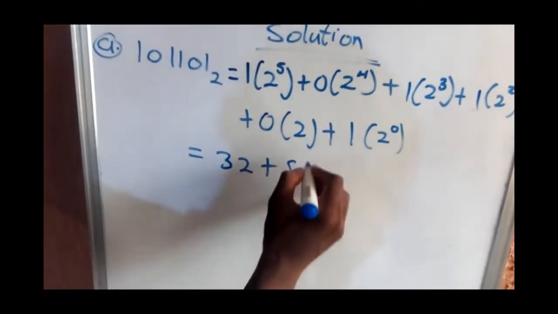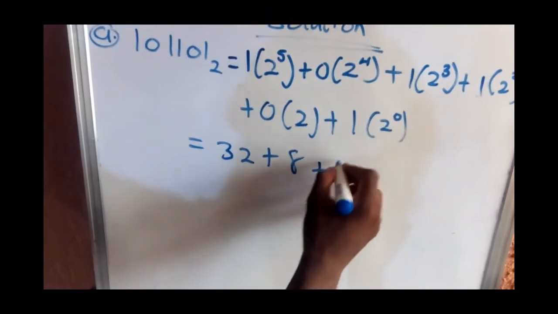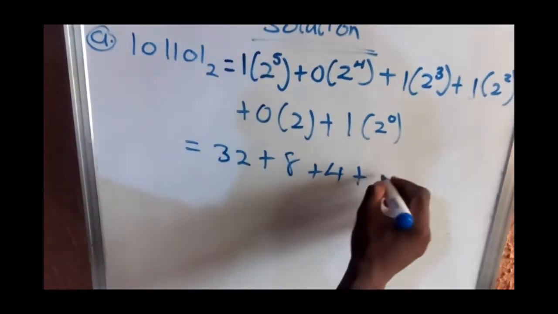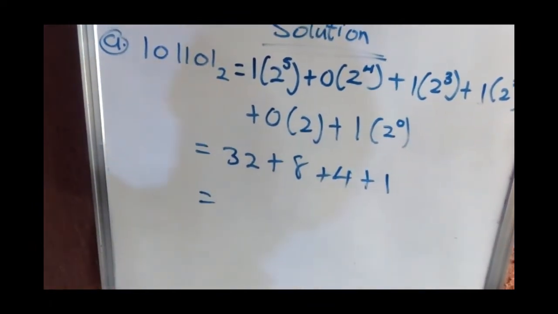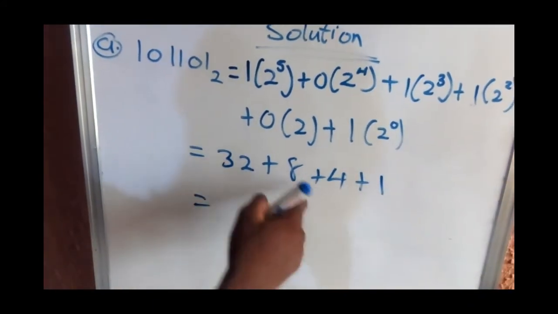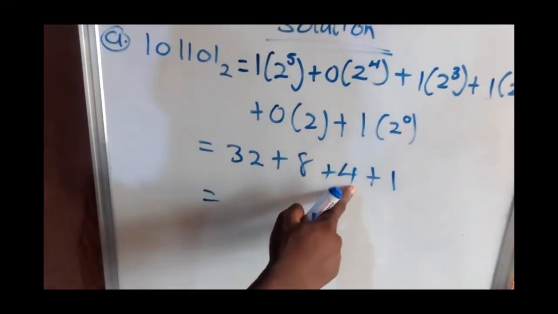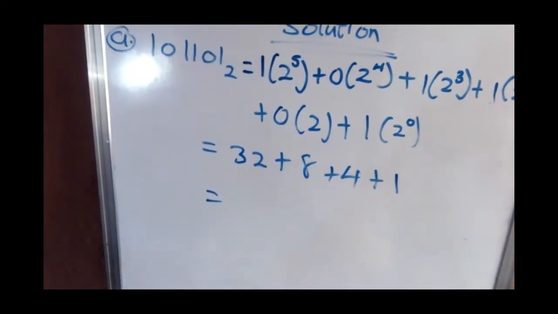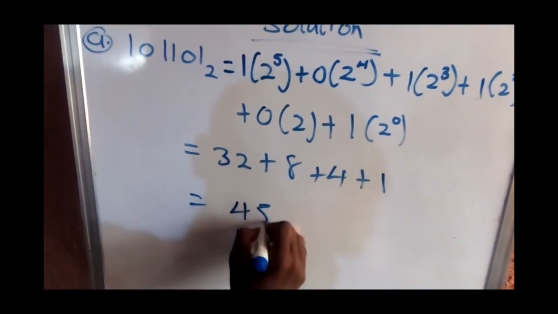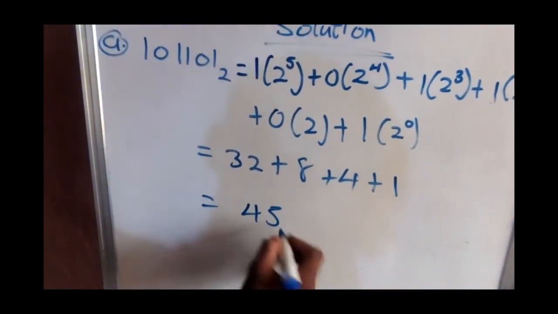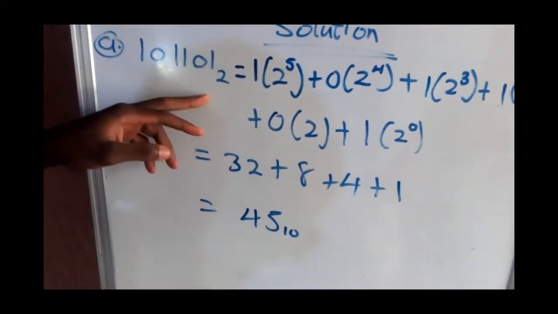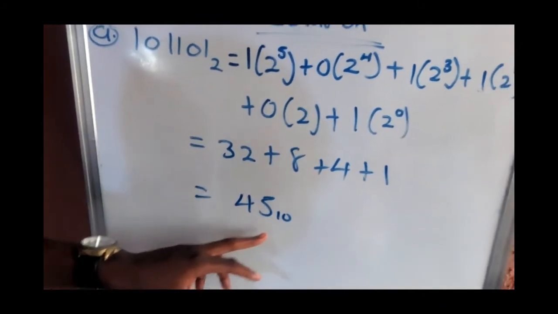2 raised to power 3 is 8, plus 2 raised to power 2 is 4. This is also 0, plus 2 raised to power 0 is 1. So 1 times 1 is what? Is 1. So 8 plus 1 is 9. 9 plus 4 is 13. So 13 plus 32 will give me 45. So this is 45 base 10. So I've been able to convert 101 base 2 to 45 base 10.